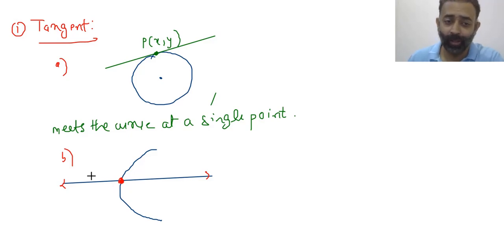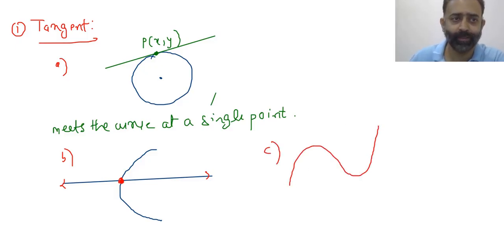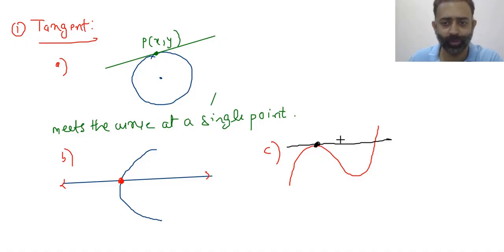There is another curve, let us say this one, and there is a straight line at this point. Suppose it is meeting the curve at a single point here. So this black line we can call a tangent, but again it is not meeting the curve at a single point. It is intersecting the curve at multiple points. So what is the correct definition of a tangent? That was the basic problem.